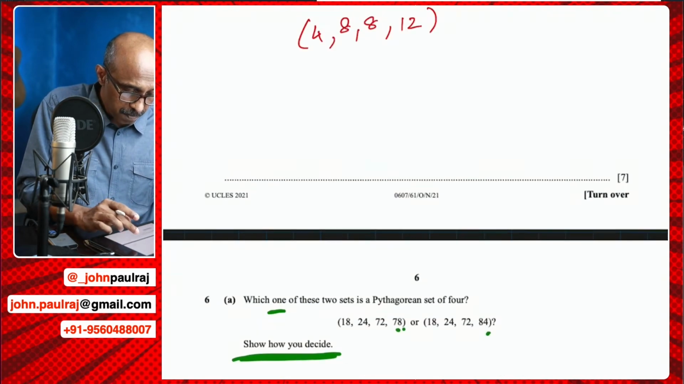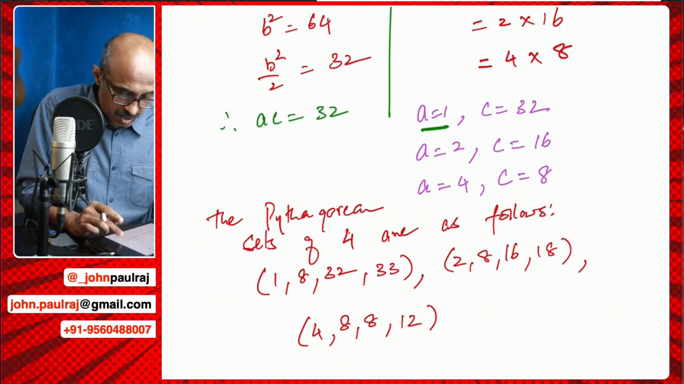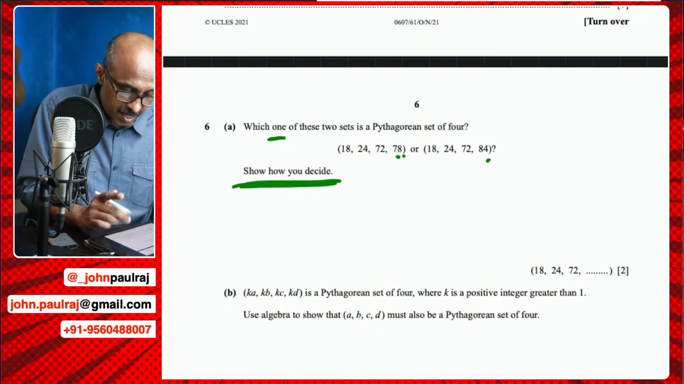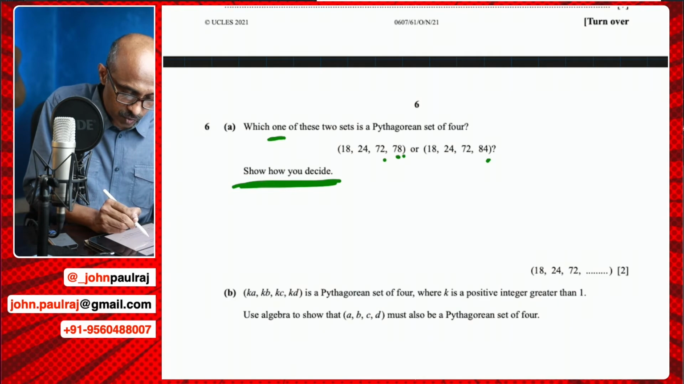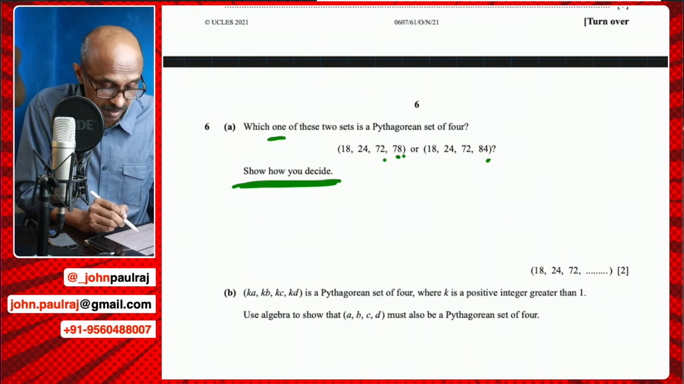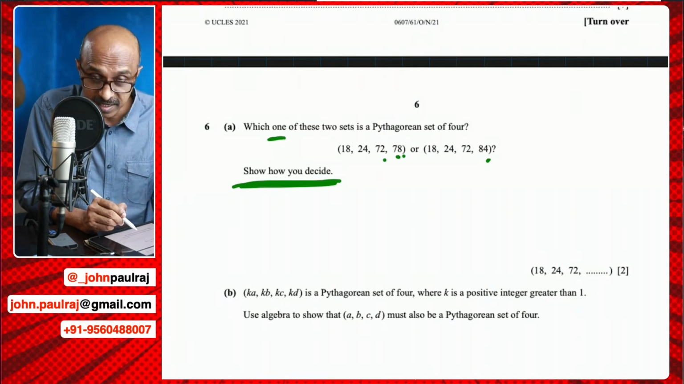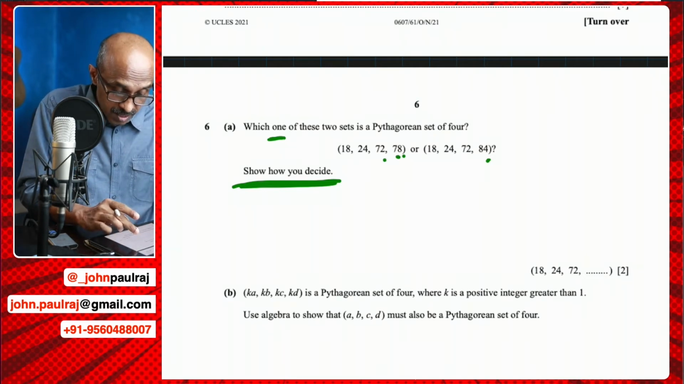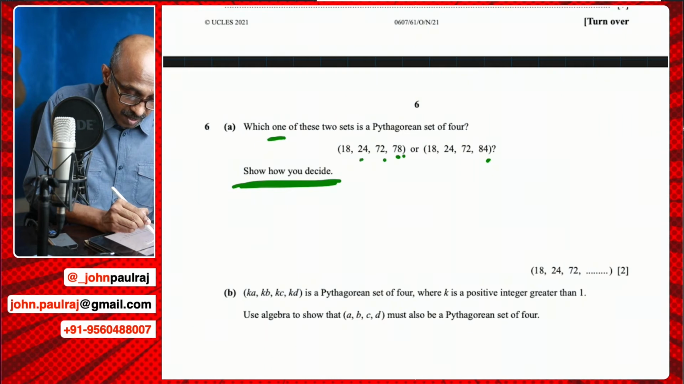Now in the earlier parts, we had A plus C is equal to D. And you can clearly see A plus C, 18 and 72, they do not add up to 78 or 84. The reason we cannot use the technique D is equal to A plus C is because B square must be equal to AC. B is 24 here, and clearly 24 square.